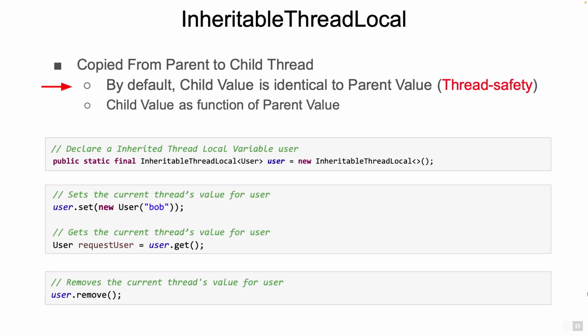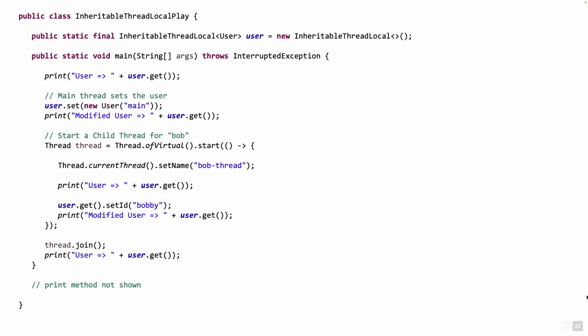By default, the child value will be identical to the parent value, meaning that the child and the parent values would be pointing to the exact same object. This may be what you want, or this may not be what you want, because this has synchronization implications. Let's look at a concrete example of how this works.